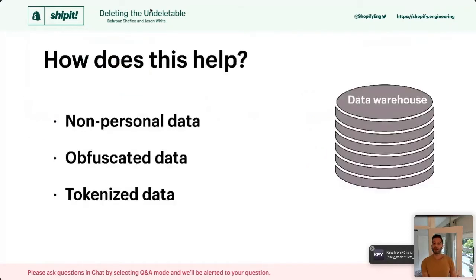So how does this help? If you think about it, we now end up with three kinds of data in our data warehouse. First is non-personal data, things like IDs or timestamps. Next is obfuscated data, which we talked about earlier. In these two groups of data, there's nothing personal anymore to be deleted. And there remains the third category, tokenized data. If we figure out deletion for tokenized data, we're kind of good to go.